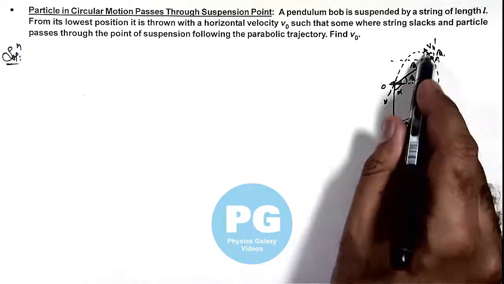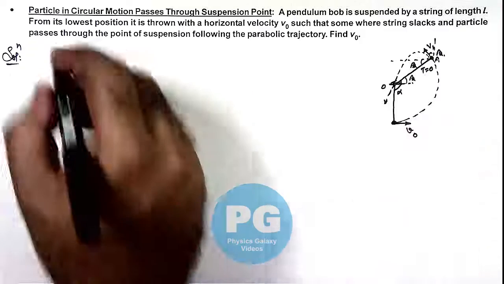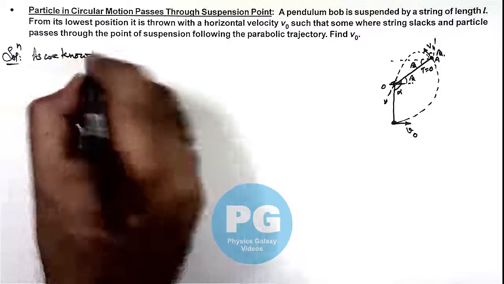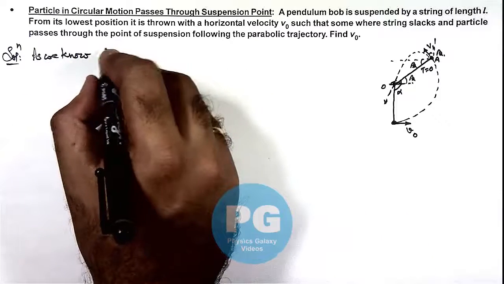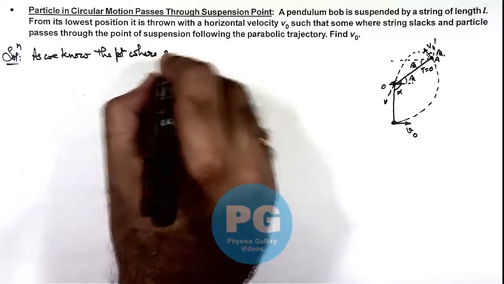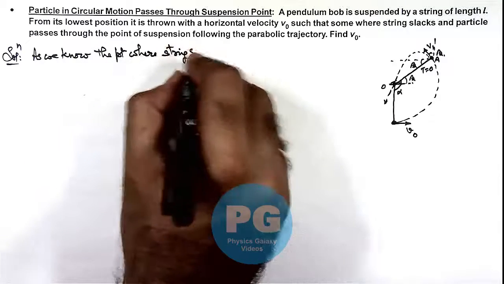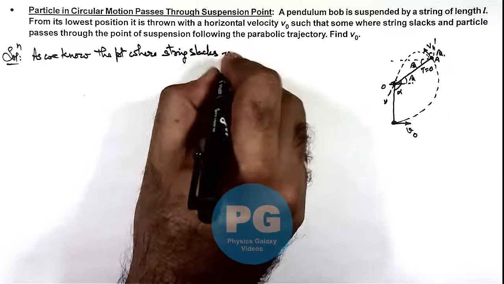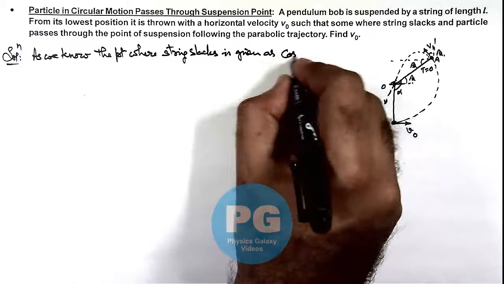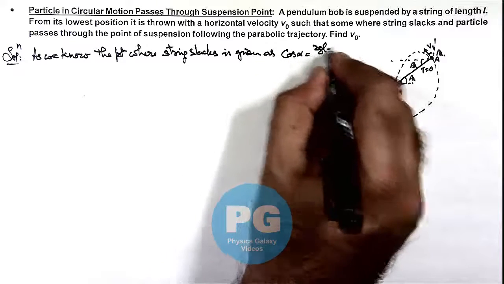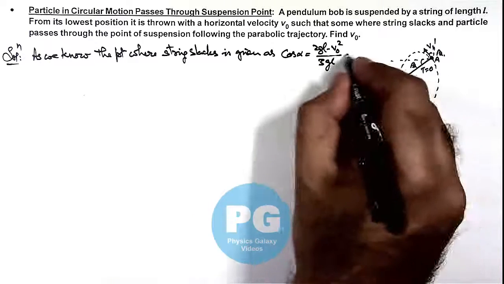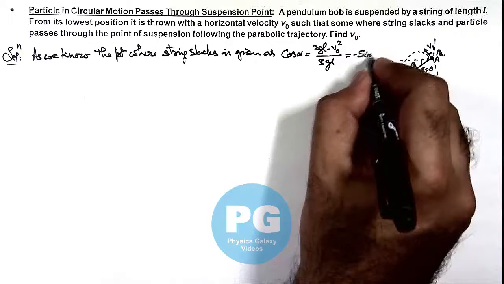First, we can relate v0 and v1. As we know, which we have studied from concept videos, the point where the string slackens is given by the angle, we can write cos alpha, which is (2gL minus v0 square) by 3gL, which we can also write as minus sin beta here.